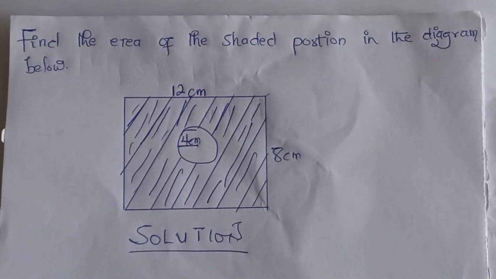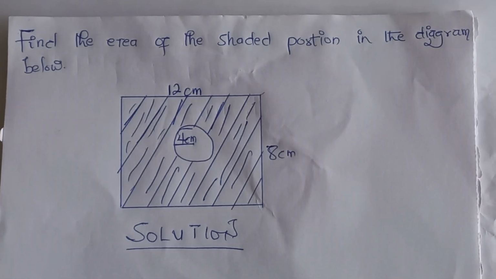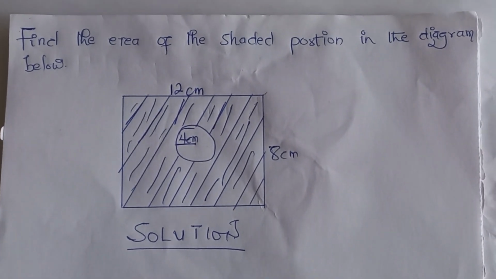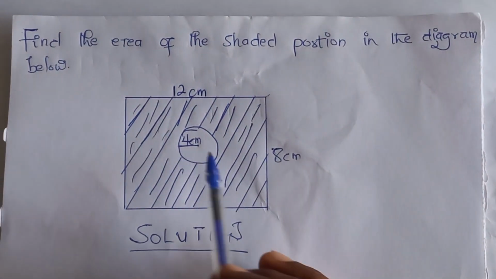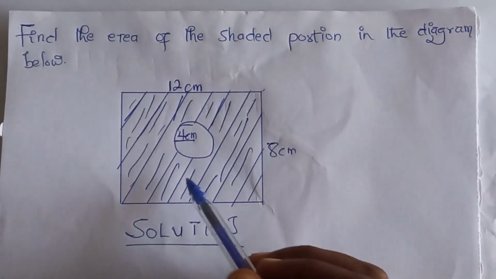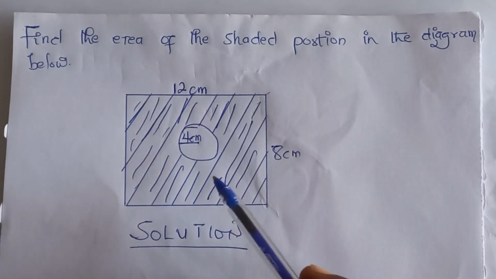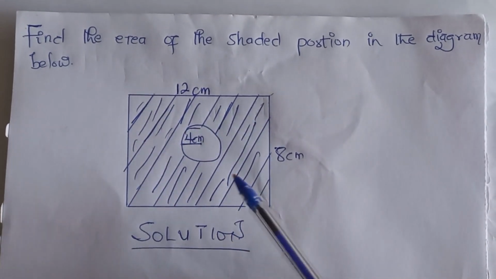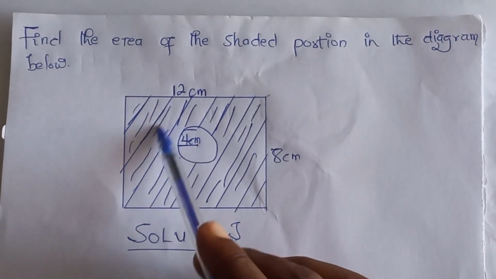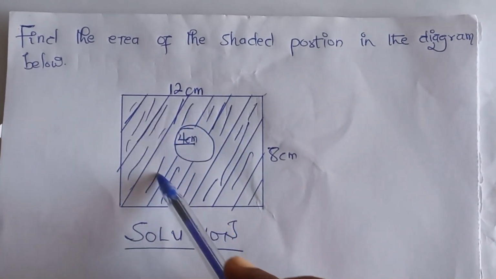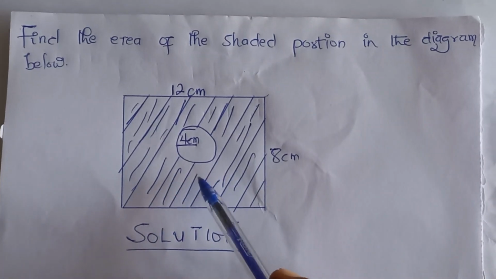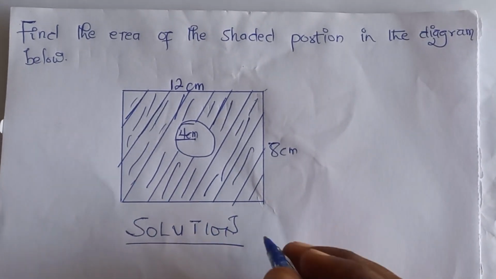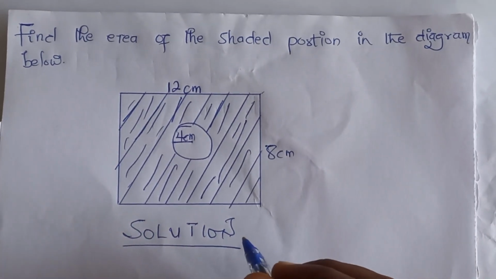So today we are to find the area of the shaded portion in the diagram below. As you can see, this is a rectangle within which there is a circle, and we have some shaded portion. So we have to calculate the portion they have shaded. First of all, what we need to do is to find the area of the rectangle.